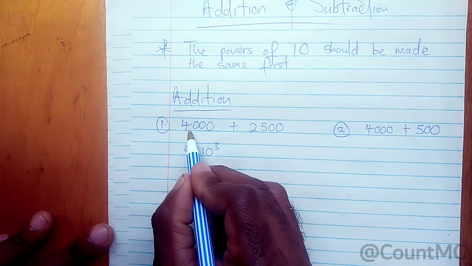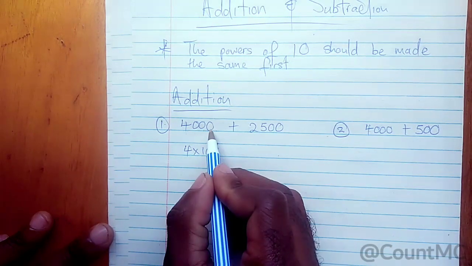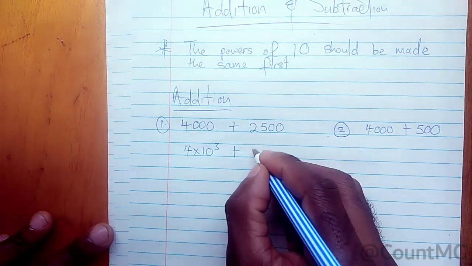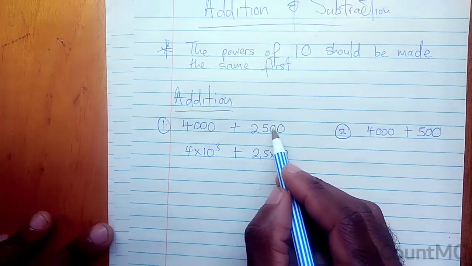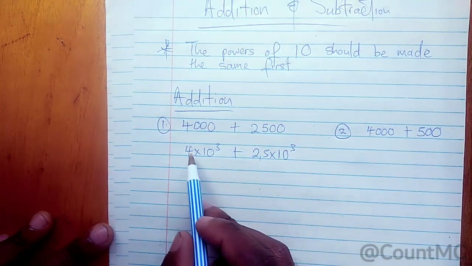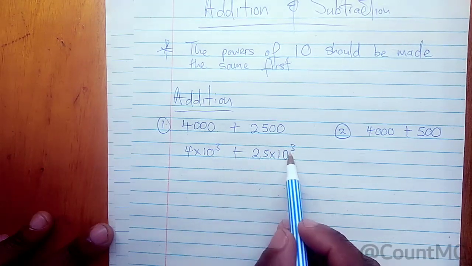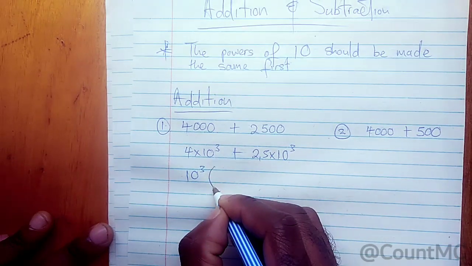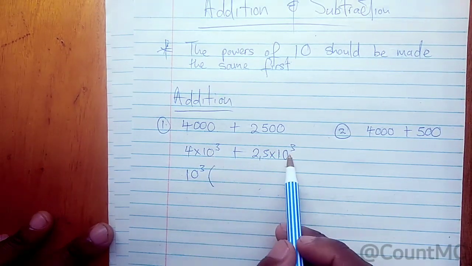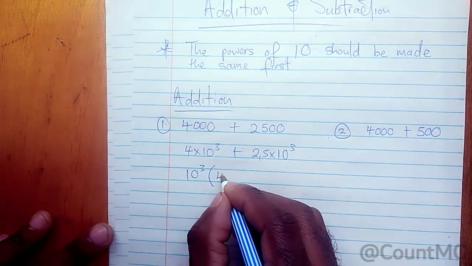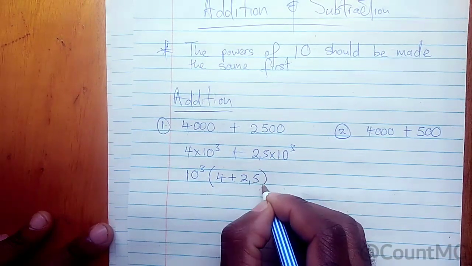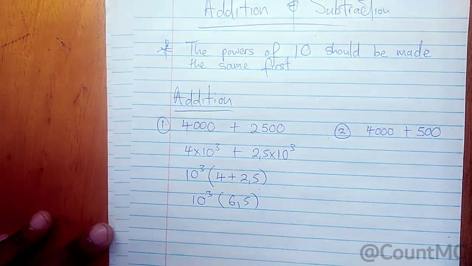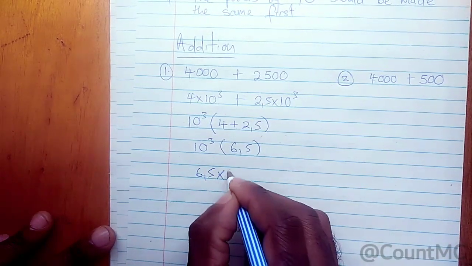From this comma point to this, the 4,000 is 1, 2, 3, 4 times 10 to the power 3. Plus, we move the comma from here to here to make it 2.5 times 10 to the power 3. It moved 3 positions. Now, you see, the powers of 10 are now the same, so you can factor out 10 to the power 3 outside. We removed 10 to the power 3, which is common, and we are left with 4 plus 2.5. So 10 to the power 3 times 6.5. This will simplify to 6.5 times 10 to the power 3.